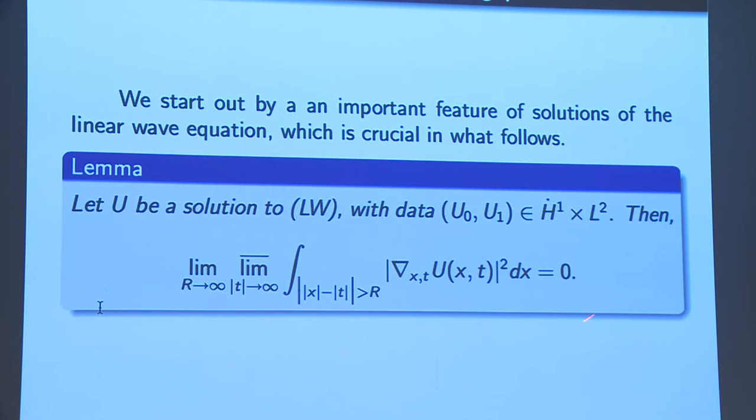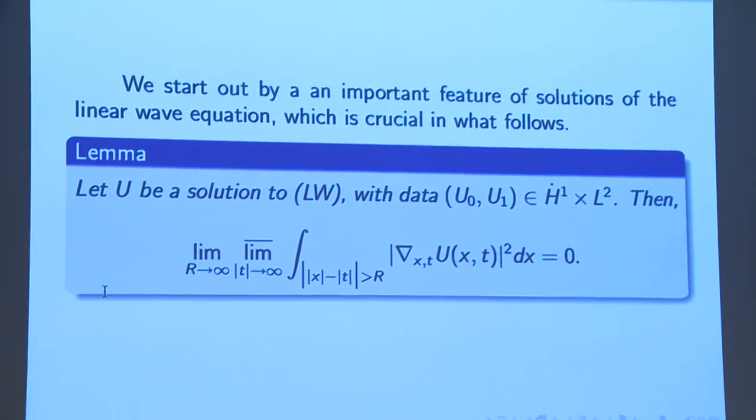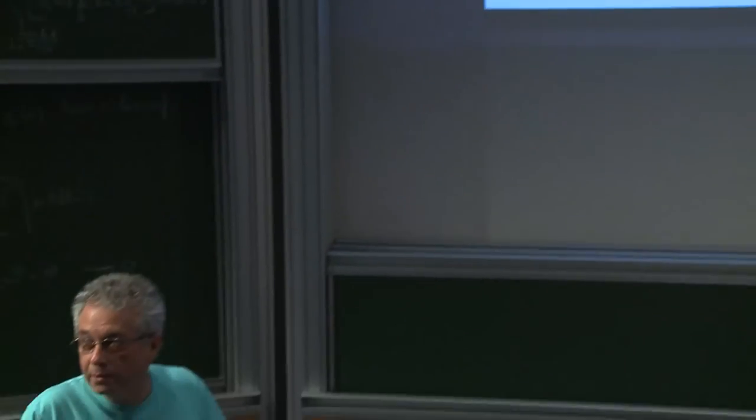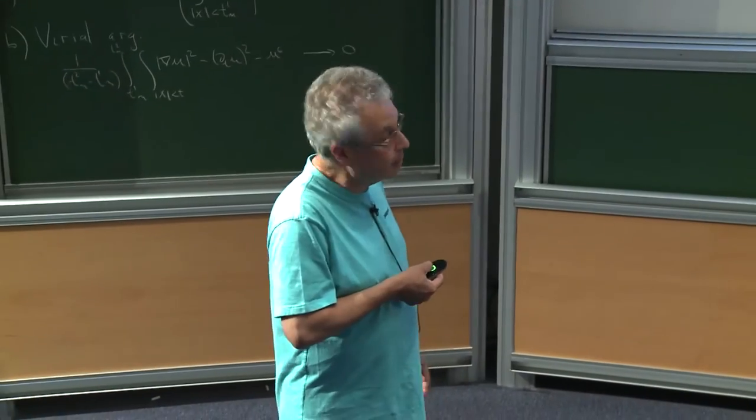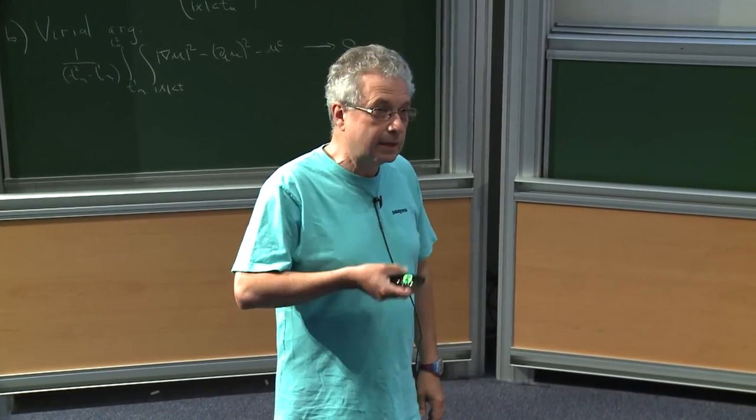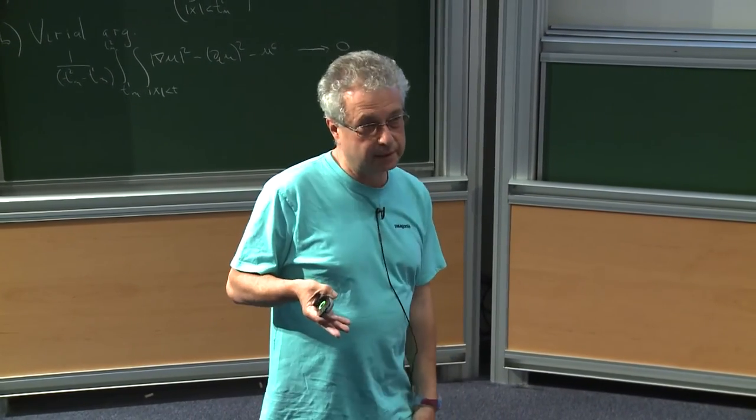Now, to prove this statement, when you are in odd dimensions, 3, I remind you, is odd, you just use the Strong-Huygens principle. You approximate your data by compactly supported data. For the compactly supported data, you see where the solution lives, and then this follows automatically. Now, for even dimensions, this doesn't work.